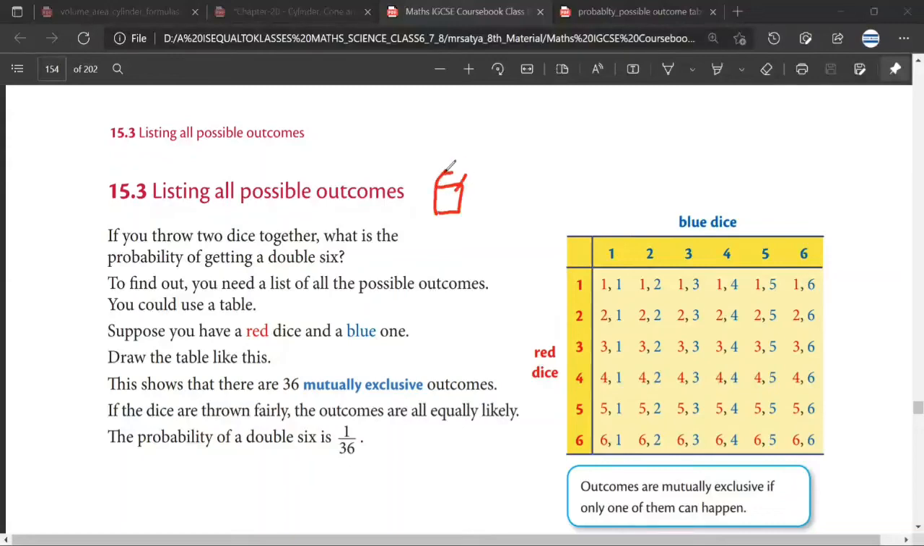For example, this is your red dye and this is your blue dye. Now, what we want is how many possible outcomes are available and what exactly are those outcomes? Satya, have you understood? Yes, sir. So, this is how you can do that.